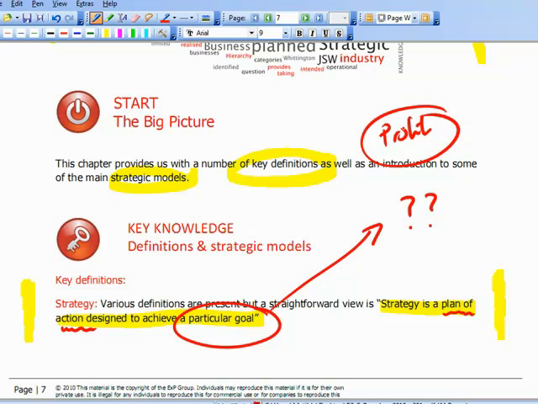But what about if it's a not-for-profit organisation, if it's a charity, for example? Then it probably wouldn't be profit that is the goal. So it really does depend here. So we have to decide what the particular goal is on the basis of who the stakeholders are. And we'll look at that in a later chapter about stakeholders.